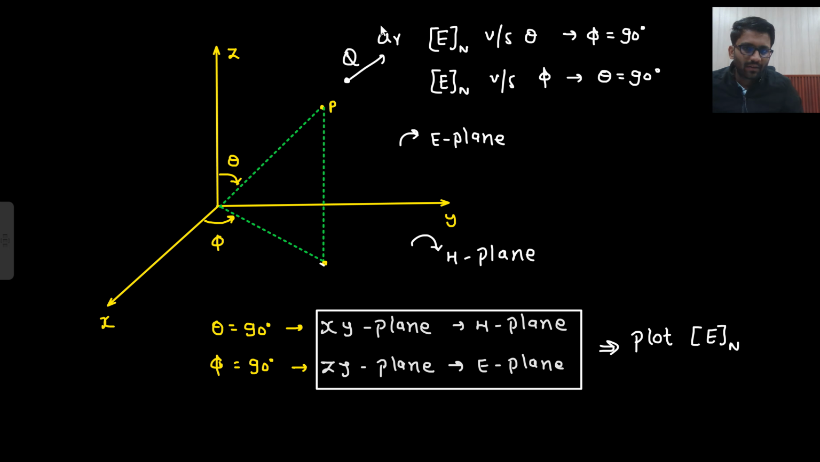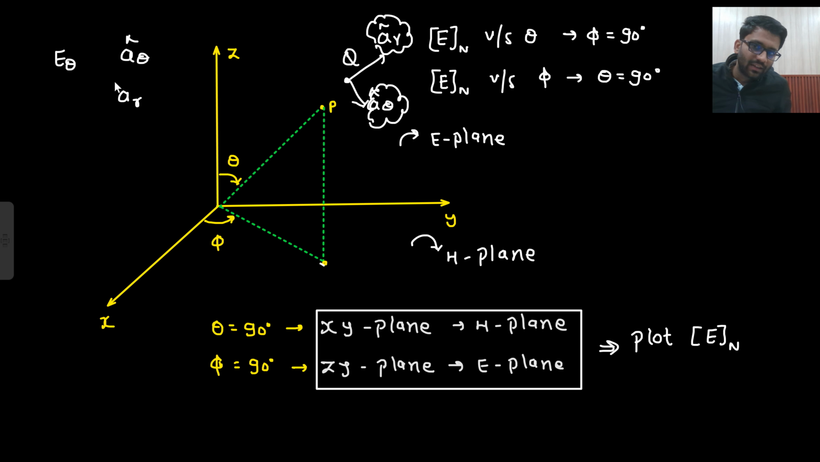So this will be your AR cap. And what will be my A theta cap? This will be my A theta cap, right? Because in the direction of theta, this will be my A theta cap. So on the YZ plane, what are you getting? You are getting the radial direction, or you can say the direction of radiation, and you are getting the direction of the electric field, because your electric field is in theta direction, right? And your radiation is in R direction. So on the YZ plane, you are getting the direction of electric field and the direction of radiation. Where will be your magnetic field?